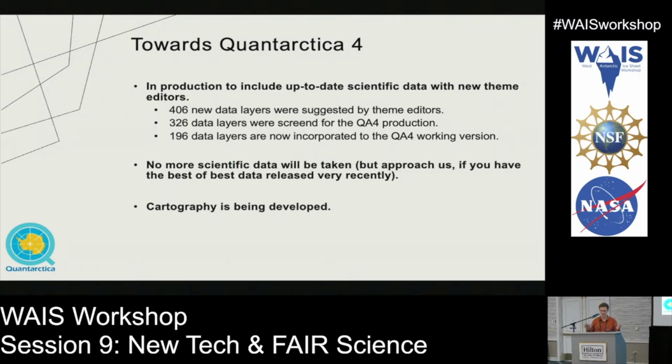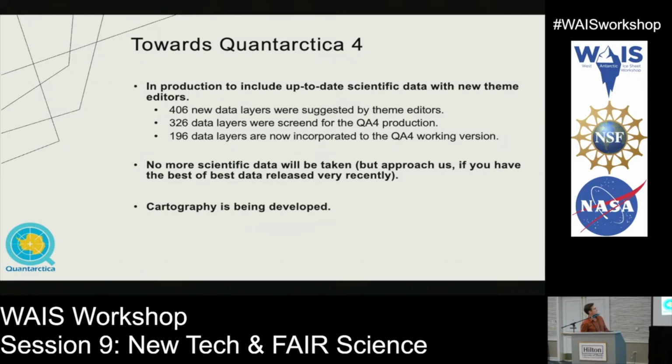Okay, so the reason that I'm talking to you about this today is because Quantarctica 4 is coming out soon. I think the idea was originally to push it out around SCAR, but we're slipping a little bit. There's tons more data than in prior iterations, and all the theme editors are making tons of suggestions as to what could and should be included, but that makes a lot more work for the folks at MPI, especially for Ani. Sometimes it's hard for him to select which pieces of these complex data sets to include. So it's taking a little bit longer to get to a final product, but we're working there.